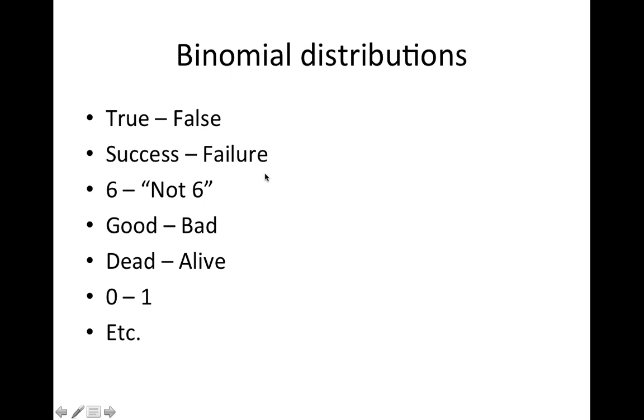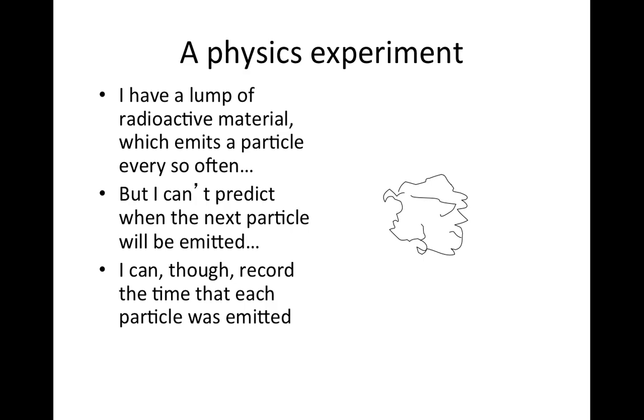Now, let's say I do a physics experiment. I have a lump of radioactive material which emits a particle every so often, but I can't predict when the next particle will be emitted. There's none. There's one. There's one. There's one. Now, I can't predict when this lump of material is going to emit a radioactive particle, but I can record each time the particle was emitted.